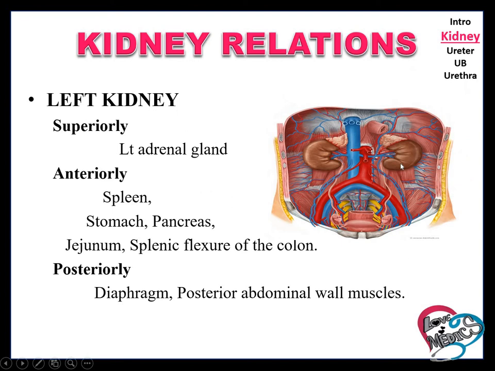In the left kidney, superiorly, the adrenal gland is present. Anteriorly, spleen, stomach, pancreas, duodenum, and splenic flexure of the colon are present. And posteriorly, the diaphragm and posterior abdominal wall muscles are present.